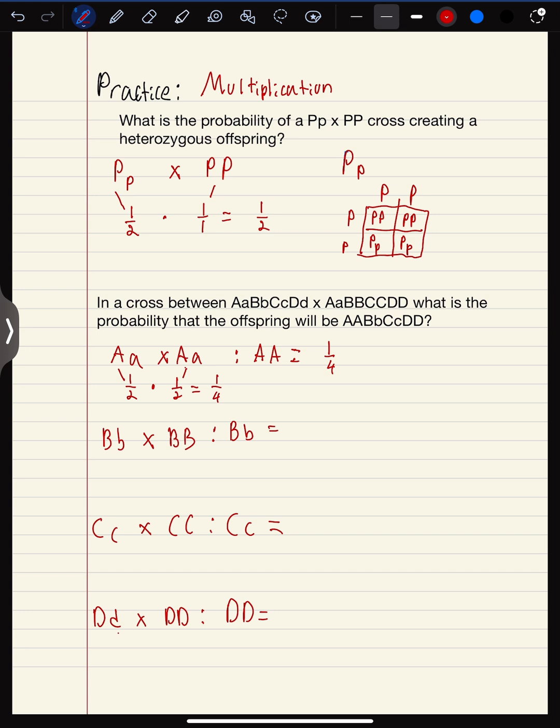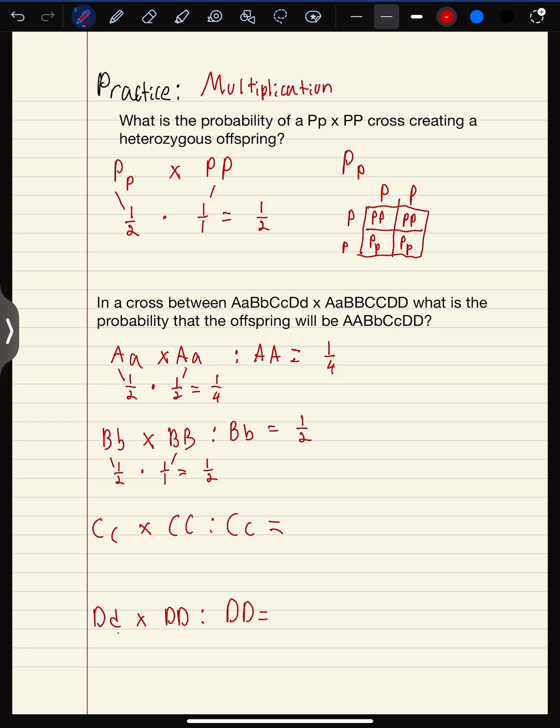Now for the next one, big B, little b. We have a 1 out of 2 chance of getting the little b here and a 1 out of 1 chance of getting the big B here. So we multiply, and we get a 1 out of 2 chance of getting big B, little b. So we write 1 over 2 here.